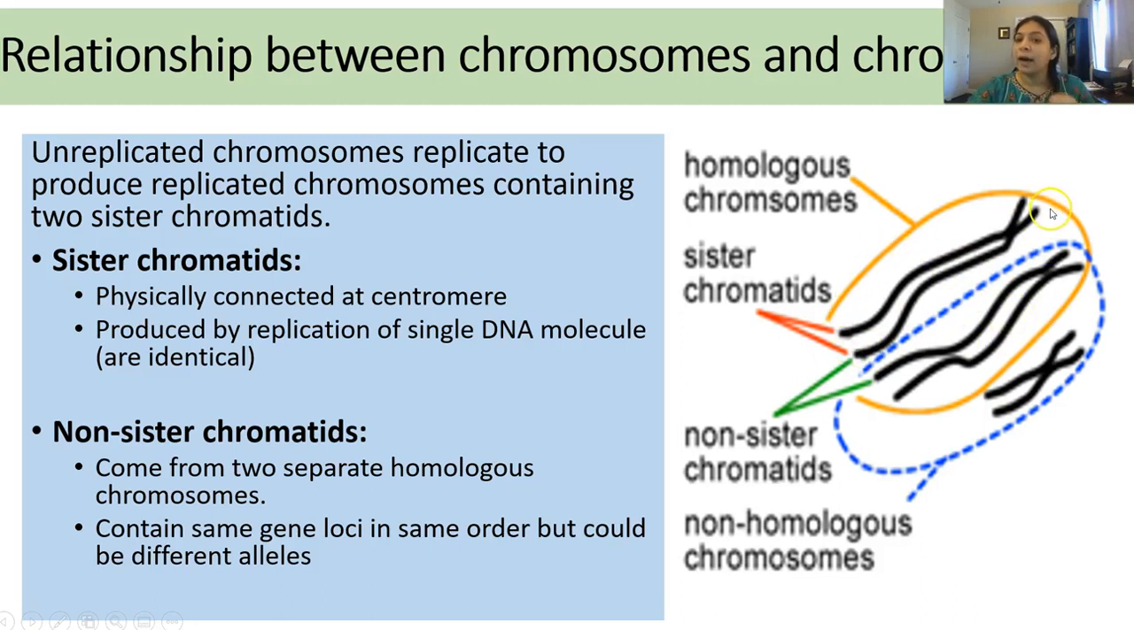On the other hand, a homologous chromosome versus a non-homologous chromosome is going to be two completely different chromosomes altogether. So chromosome 2 versus 3, that's non-homologous chromosomes. But non-sister chromatids have the same genes, same everything, but they're coming from the two different chromosomes, one from your mom and one from your dad. So that's the difference between non-sister chromatid versus sister chromatid, and homologous chromosomes versus non-homologous chromosomes.